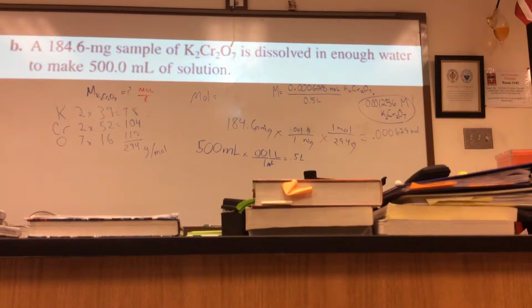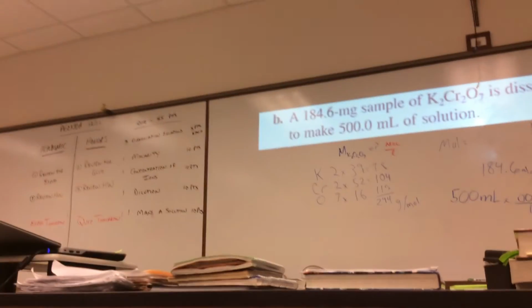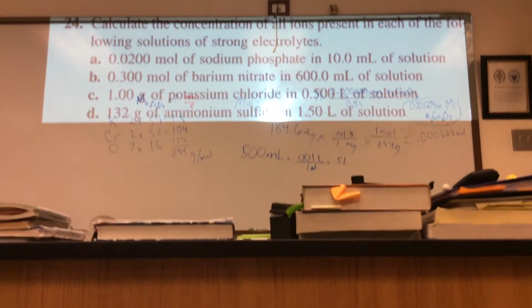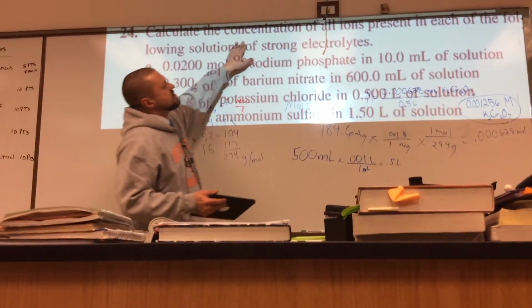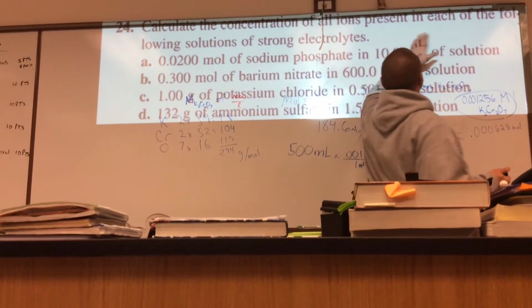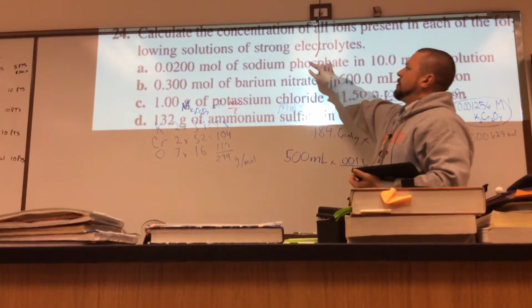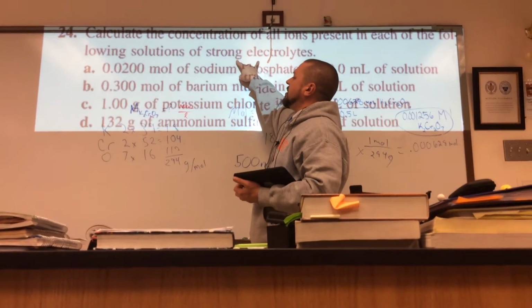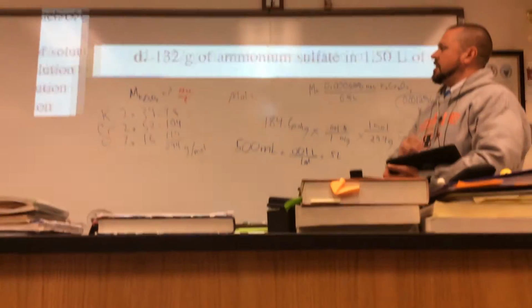Okay, we good here? Okay, so if calculating molarity, you're looking for moles, you're looking for liters, you're looking for moles of whatever it is you're talking about. All right, now let's look at this problem here. Again, this cuts off, I understand. It says calculate the concentration of all ions present in the following solutions of strong electrolytes. Now again, the word strong electrolytes here just means everything's going to dissociate. Everything's going to break apart. And I want you to do it for just D.